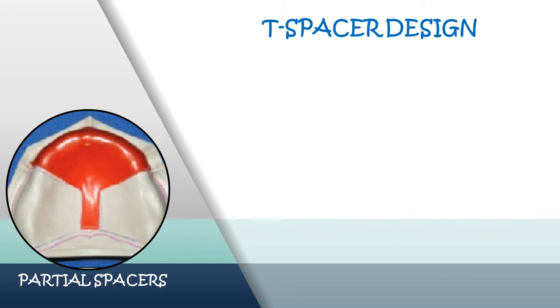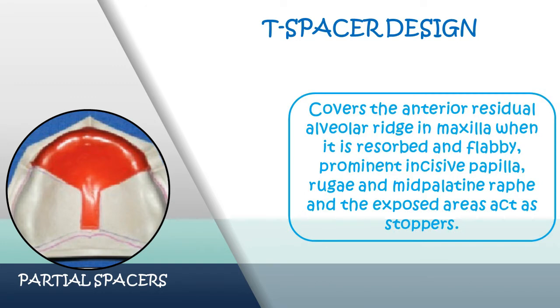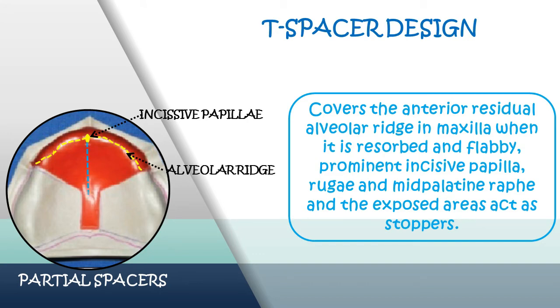Next spacer is the T spacer design, or partial spacer. It covers the anterior residual alveolar ridge in the maxilla when it is resorbed and flabby, and the prominent incisive papilla, rugae and mid-palatine raphe, and the exposed area acts as a stopper. This will be the incisive papilla region. Then it will represent the alveolar ridge. The center of the cast is the mid-palatine raphe region, and the exposed area will act as tissue stop. This will be the rugae.